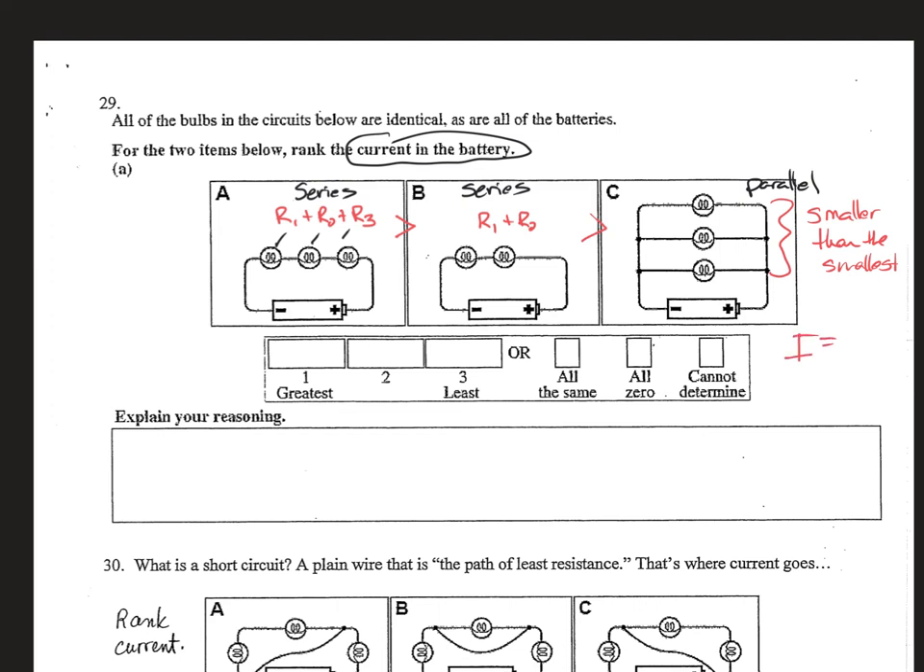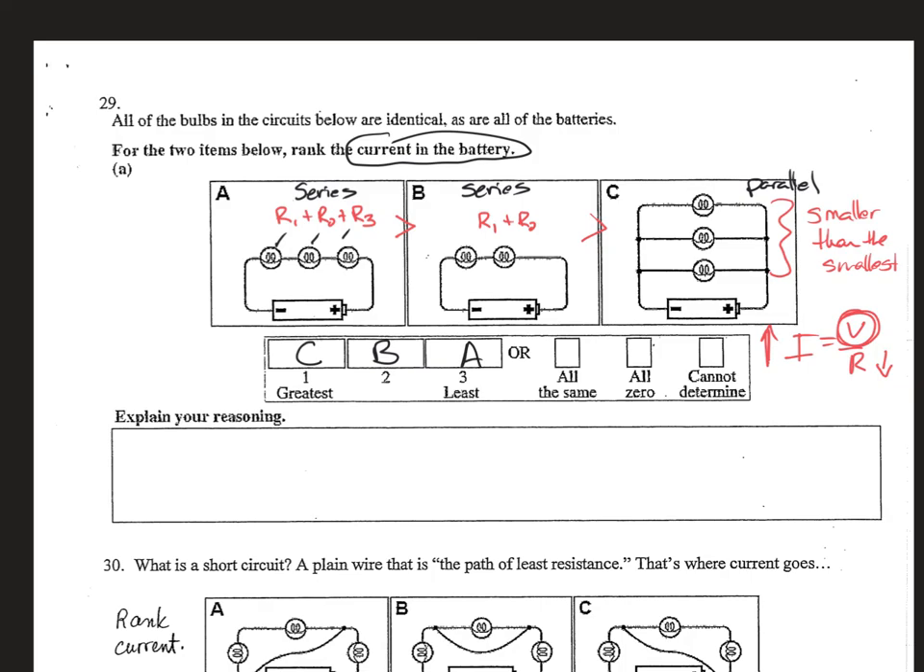So since I equals V over R and they have all the same voltage, if we want the greatest current, we want the smallest resistance. So I believe that puts us at C, smallest resistance, then B, and then A.